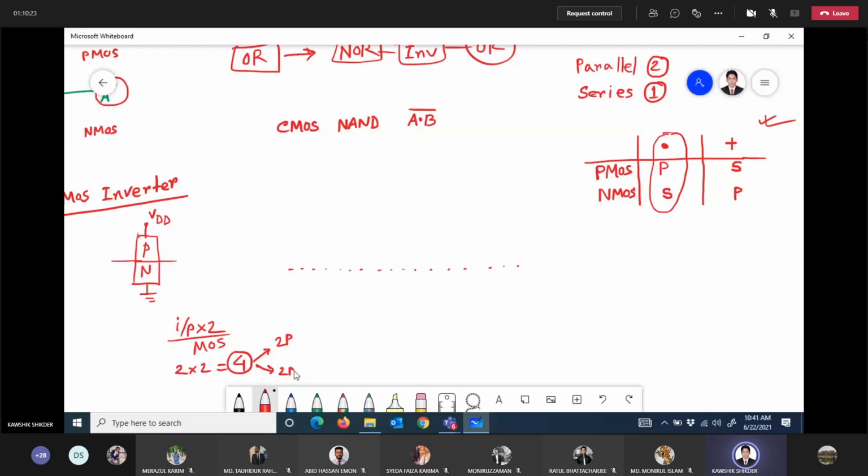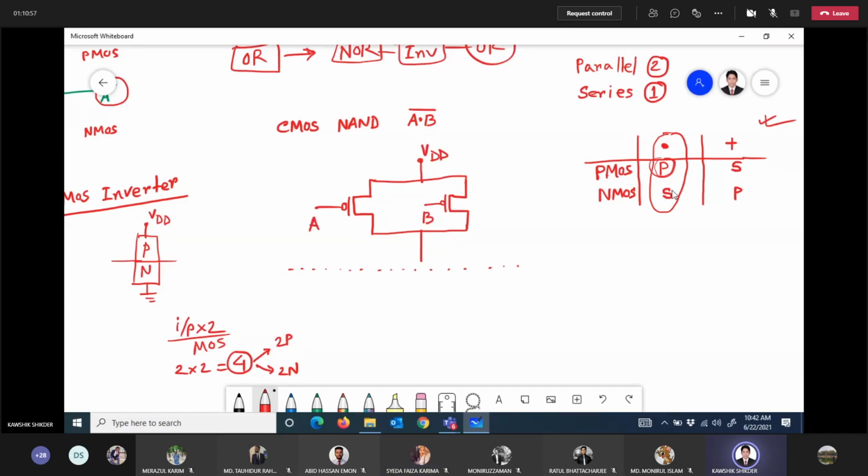So for PMOSFET, the combination should be in parallel. So this is one PMOSFET, another PMOSFET, and parallel configuration, that means 2 common points. Is it okay? Input A, input B, and the PMOSFET is connected to VDD. Is it clear? Yes, sir. 2 MOSFETs, they are in parallel.